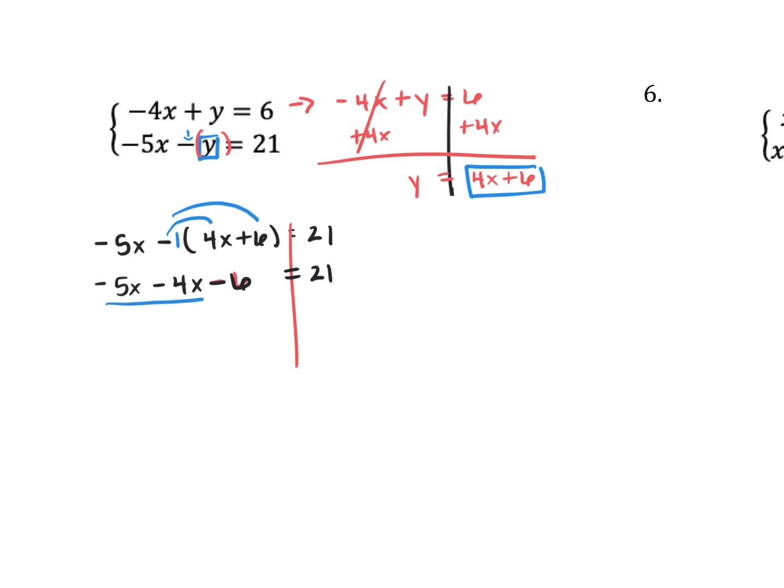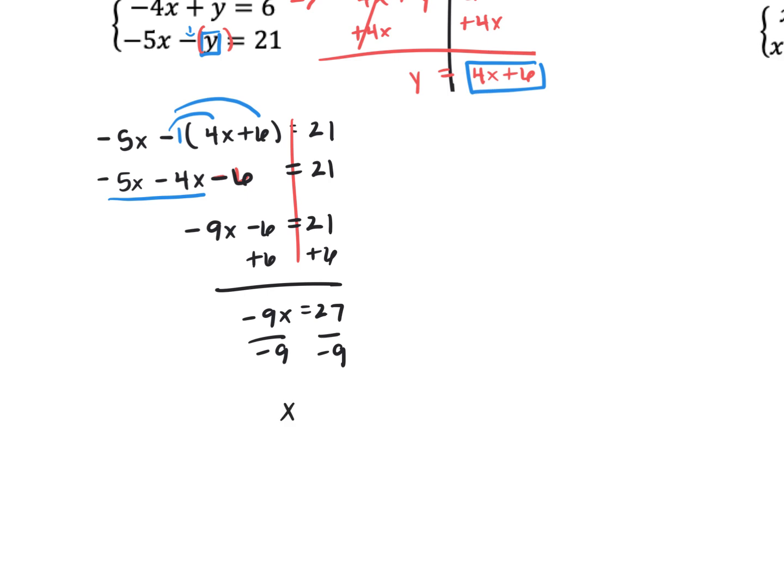Okay, these are the same thing. They're both x's and they're on the same side of the equal sign. So I can combine those. So -5x minus 4x is going to give me a -9x. I still have minus 6 equals 21. To get rid of that 6, I'm going to say plus 6, plus 6. I get -9x equals 27. Divide by -9, divide by -9. And I get x equals -3.